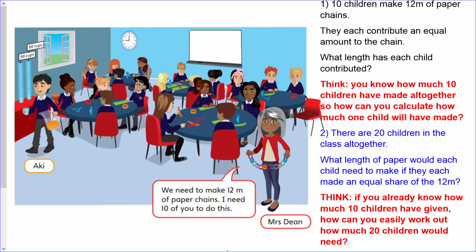The second question says, there are 20 children in the class altogether. What length of paper would each child need to make if they each made an equal share of the 12 meters? Now with this one, you could work it out in a very similar way to number one. But we could also think, if we already know how much 10 children have given, how can we easily work out how much 20 children would need? Okay, so I want you to pause the video here and have a go at those two questions, please.